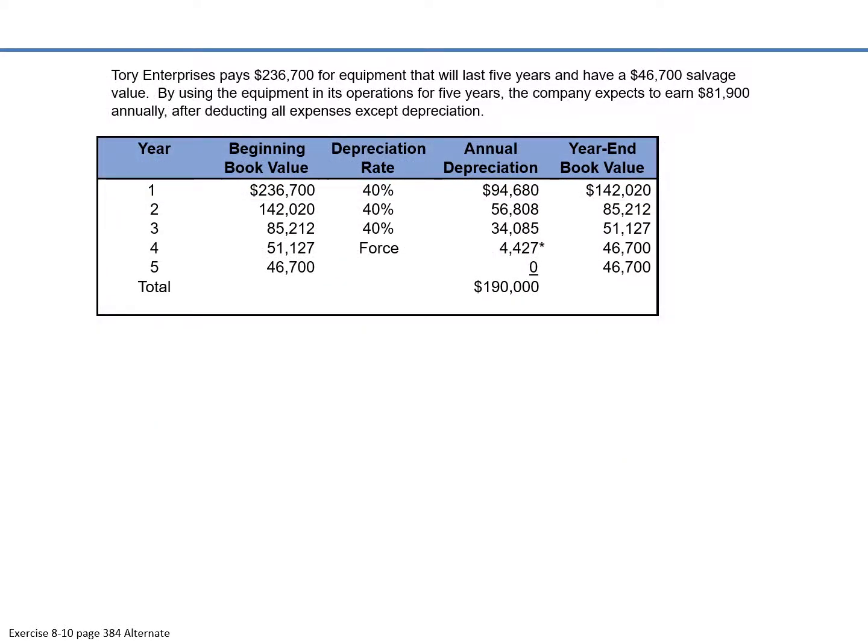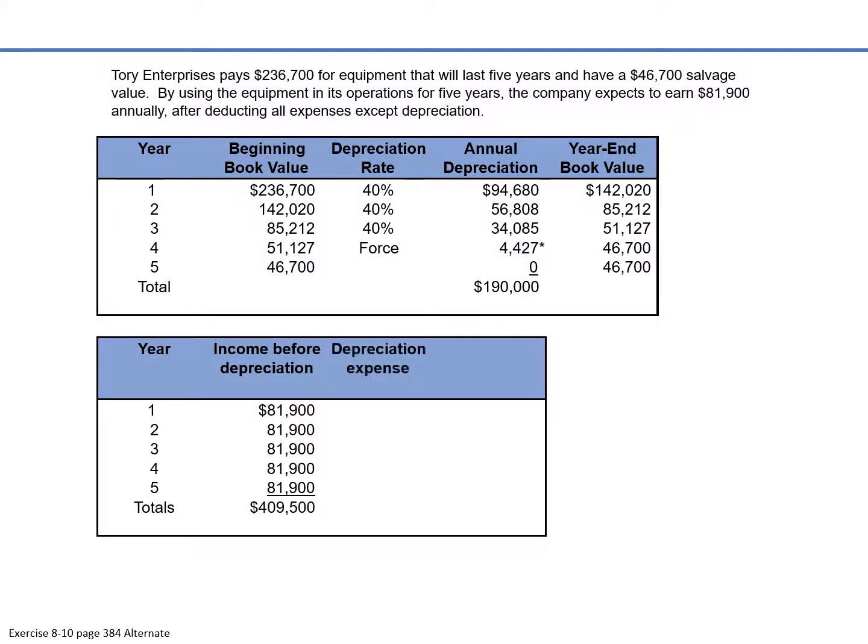So if we take those depreciation numbers and we put them in the table, we end up with a pre-tax loss in year 1 of $12,780, income in all of the rest of the years for a total of $219,500 over the 5-year period. Okay.